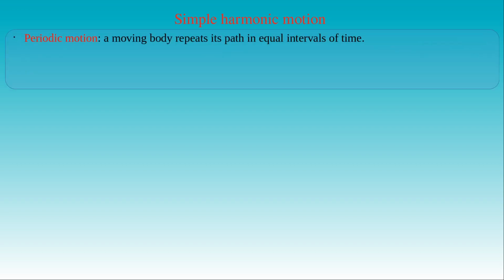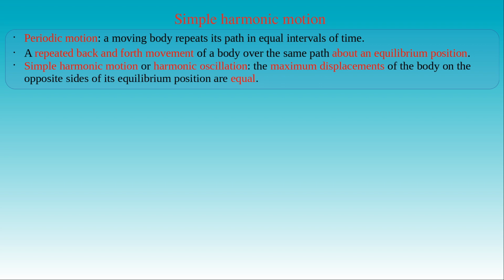Simple harmonic motion is a special case of periodic motion in kinematics. We talk about periodic motion if a moving body repeats its path in equal intervals of time. In the case of simple harmonic motion, a body performs a repeated back and forth movement over the same path about an equilibrium position. The maximum displacements of the body on the opposite sides of its equilibrium position are equal.